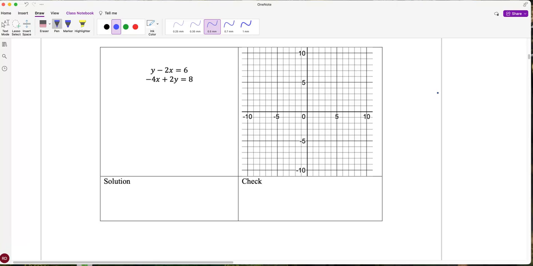Let's look at what happens here. Y minus 2x equals 6. So this is y equals 2x plus 6. So go to 6, do a slope of 2. Okay, and connect the dots.